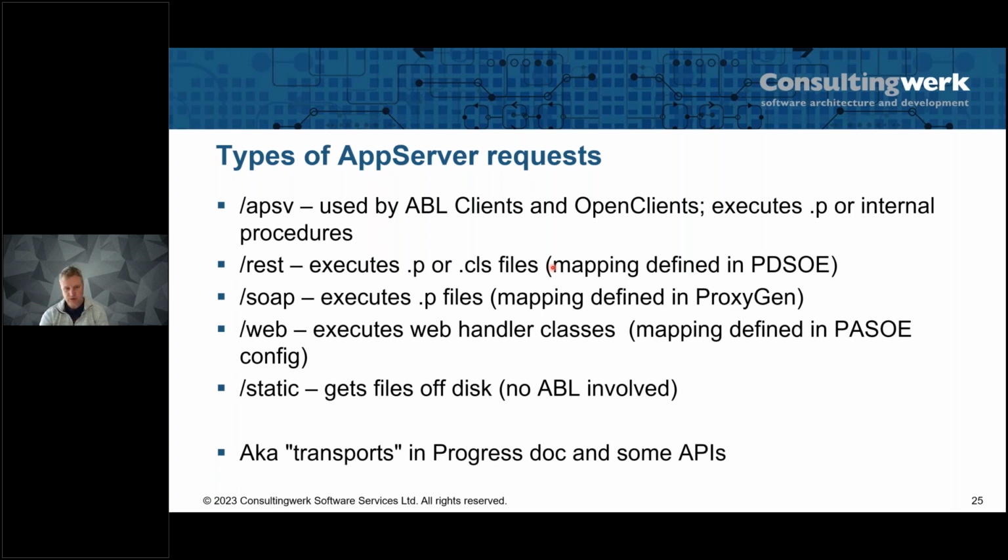Web is new in 11.6, I think it was added, so reasonably new, and that executes web handler classes. To figure out which web handlers to run, there's some mapping in PAS configuration, and there are a couple of ways of doing that. /static gets files off disk. There's no ABL involved and no agent involved in that. It just picks up a file off disk and sends it back to a client that asks for it. So those are the kinds of requests we have. You can think of those as different client types coming into your application.